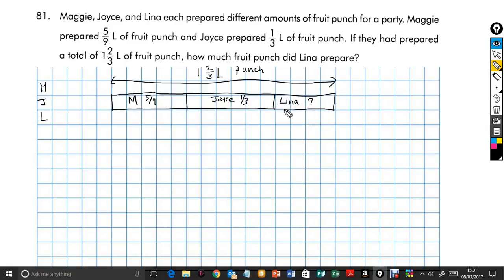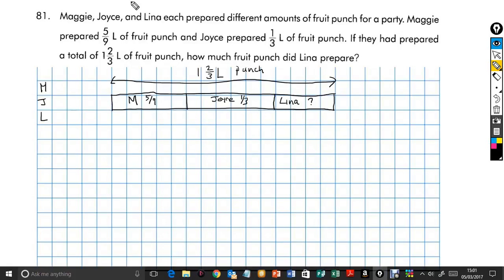We don't know what the value of this is, but we do know the value of the total. So I hope you can see that what we need to do is to add this, and then take that away from the total, and that should give us what Lina prepared. Now, I actually have drawn this model to scale, so we could use the model, but let's do it the other way so that we're learning 2 ways of doing it.